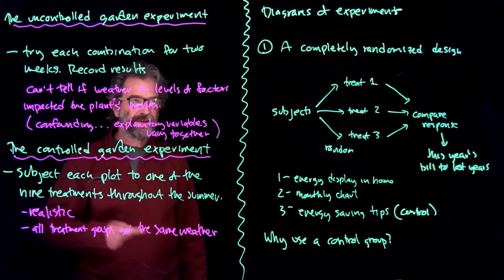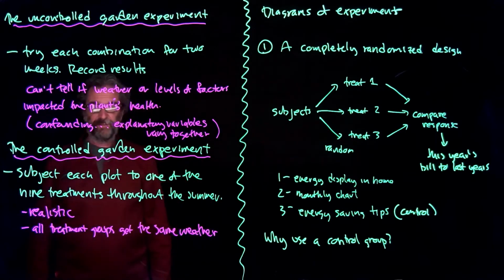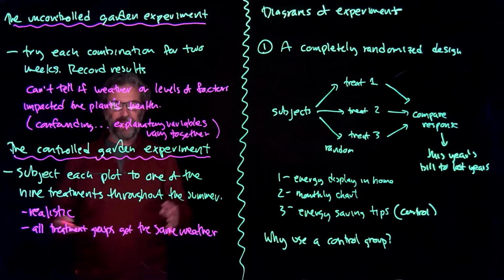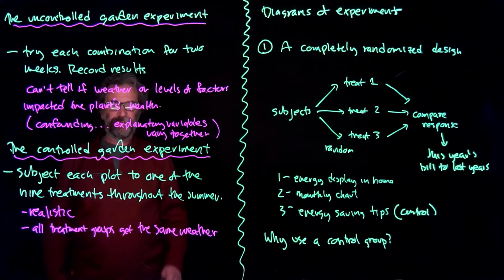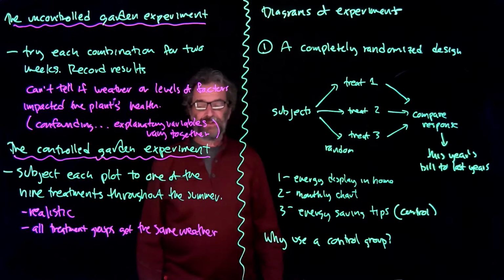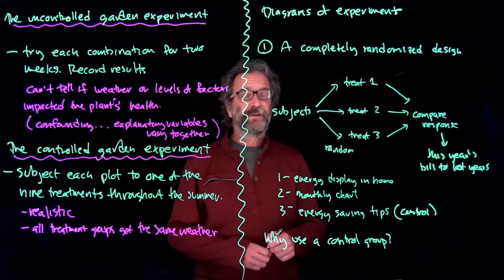You might have to do this over several seasons, and then you have an idea. Subjecting every plot to one of the 9 treatments, and then see what happens at the end of the summer, and do that over several years, and then you know how to grow tomatoes. Possibly. I still don't really know how to do it, so maybe it takes longer than several years.